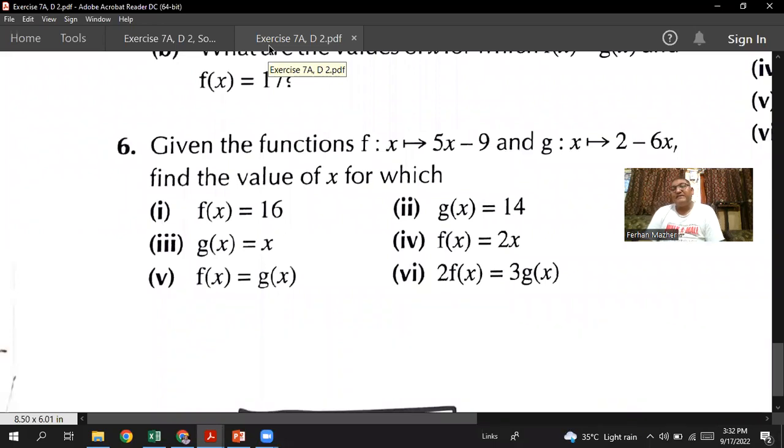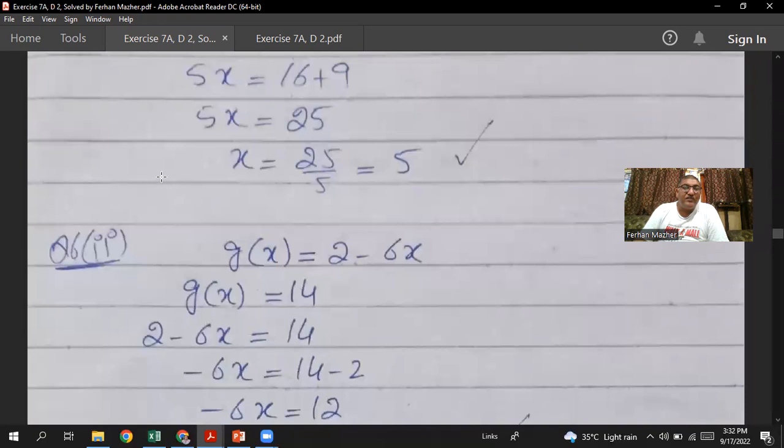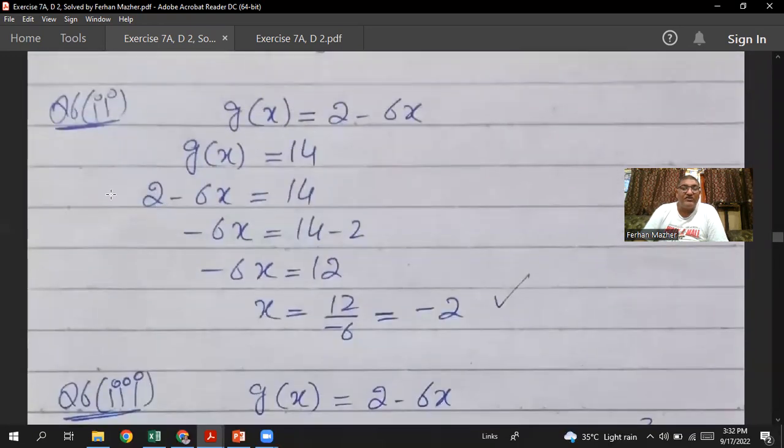Second part, question number 6, he says g of x equals 14. So we will make g of x equal to 14. We know that g of x is equal to 2 minus 6x. So g of x equals 14 means 2 minus 6x equals 14. So minus 6x is equal to 14 minus 2, so minus 6x is equal to 12. So x will be equal to 12 divided by minus 6, so that will be equal to minus 2.